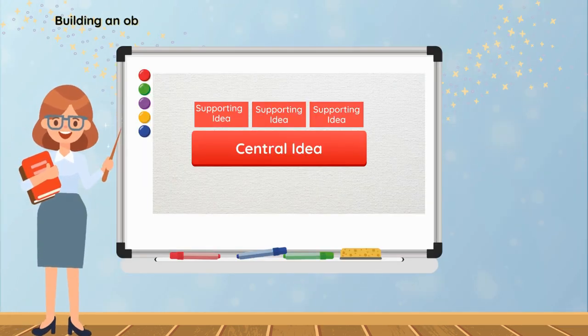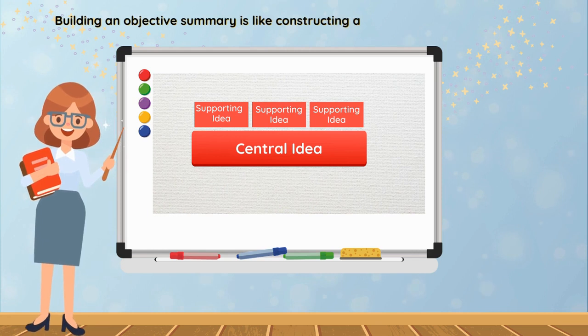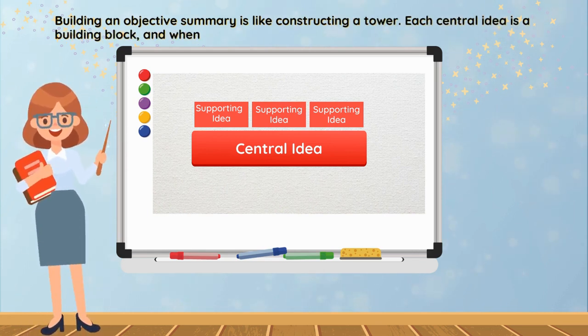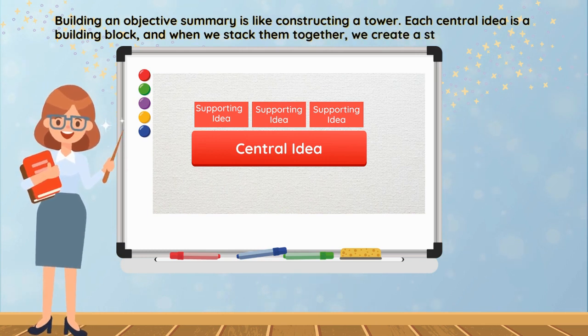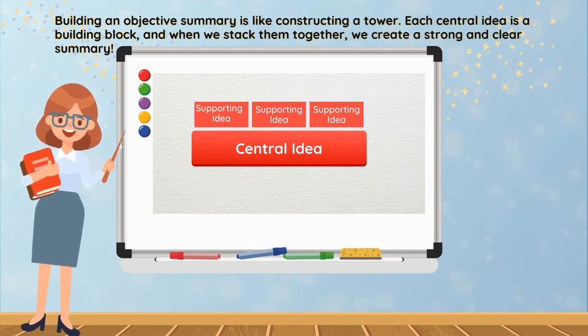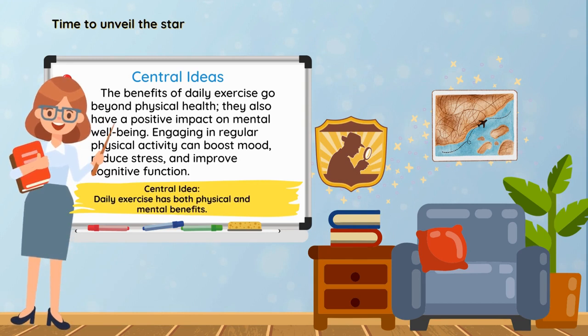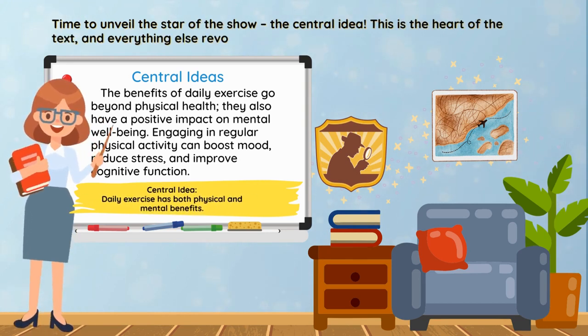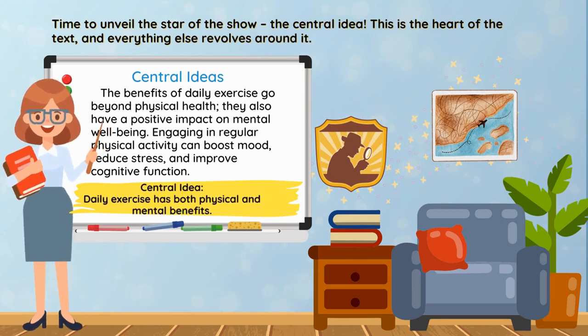Building an objective summary is like constructing a tower. Each central idea is a building block, and when we stack them together, we create a strong and clear summary. It's time to unveil the star of the show, the central idea. This is the heart of the text, and everything else revolves around it. Let's dive into the text details.